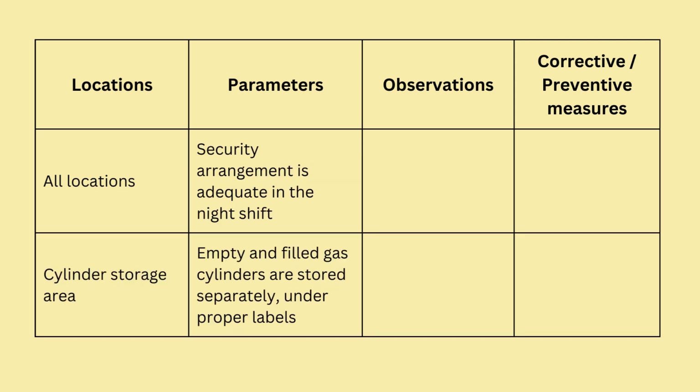In my next example, the parameter is about security arrangements in the night shift in all the locations. This parameter should be checked also in the day shift, so that you can tally the differences in both the shifts. I have taken cylinder storage area as another example, because it is a very crucial safety factor. Here the parameter is to ensure that the empty and filled gas cylinders are stored separately and are labeled properly, to prevent wrong delivery of empty cylinder to the patient's bed.